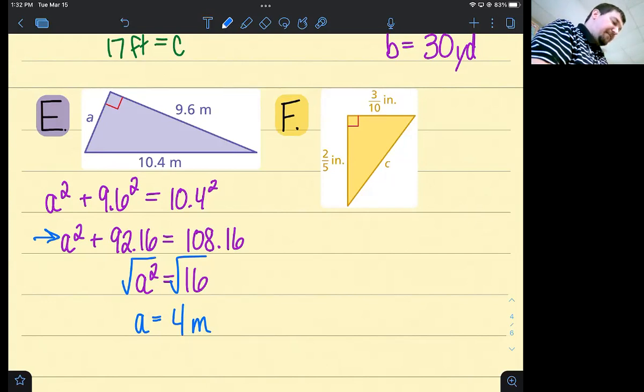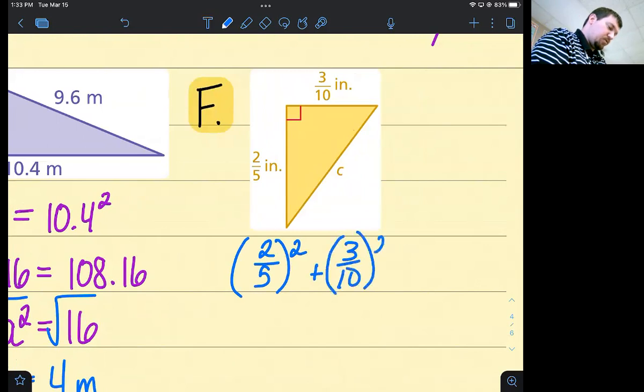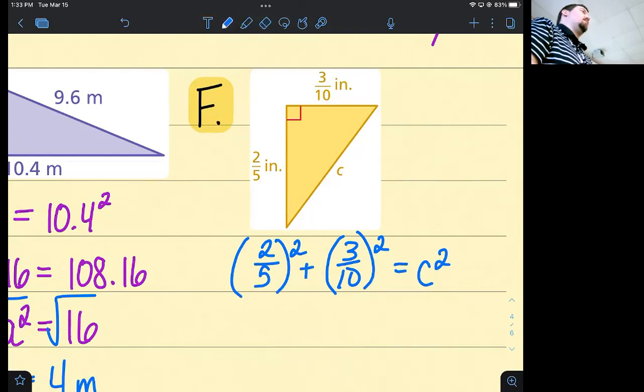All right, example F. My two legs are what I have. So 2/5 squared, that's my a squared or b, whatever you want to call it, plus 3/10 squared equals c squared. Put your fractions in parentheses. When you square a fraction, you have to put it in parentheses. Otherwise, the square only applies to the numerator of that fraction. We don't want that. We want to make sure the entire fraction is being squared. We want 2/5 times 2/5, not 2 times 2 over 5.